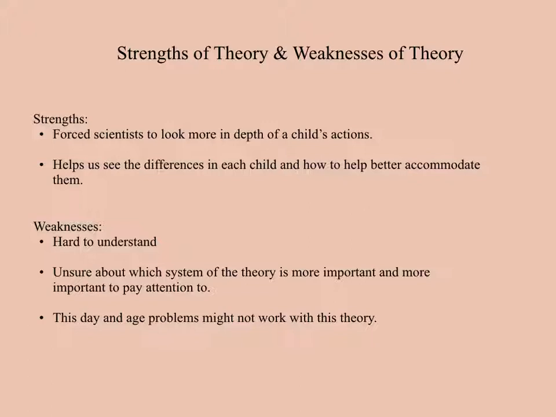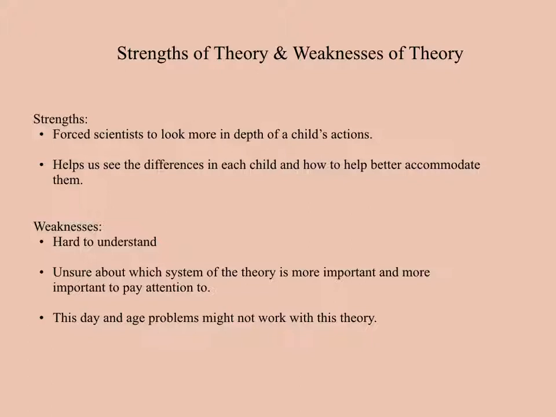And then we've got some weaknesses. A weakness that a lot of people have said is that this theory is hard to understand, which wasn't too hard for me, but I can see how it could be. And then there's the weakness that you're unsure about which system of the theory is more important to pay attention to. Should I be more focused on this child's home life? Is it really the home, or is it the interaction between the parent and the teacher? What is it? You're not really sure. You're just kind of looking at all of them.